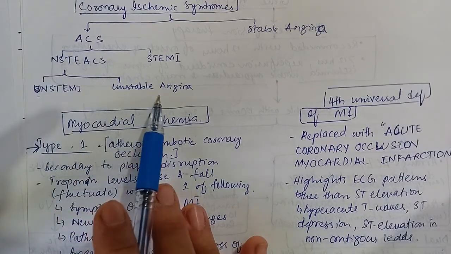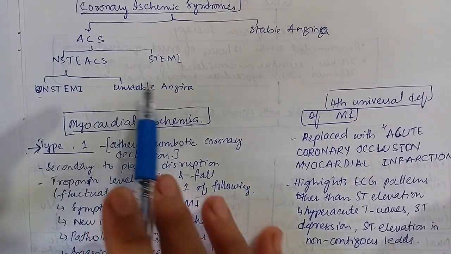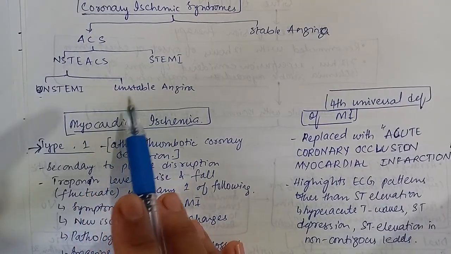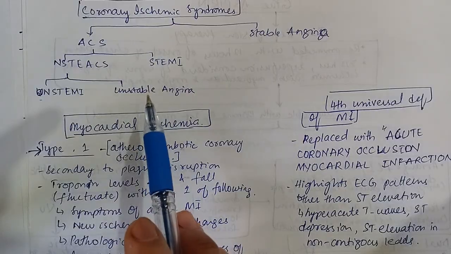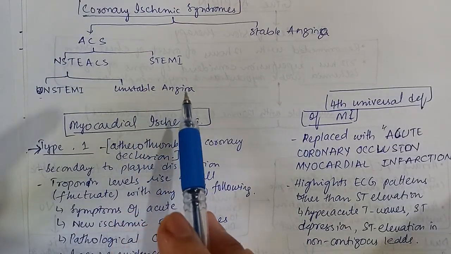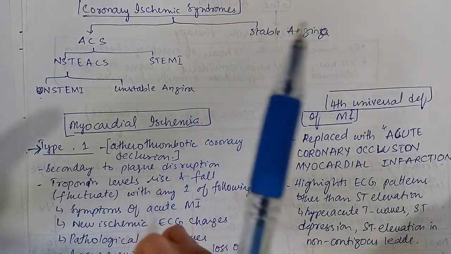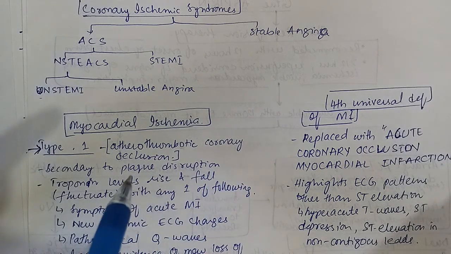In case of unstable angina, there is pain that is not related to rest, and on ECG there is no finding, and the troponin levels are also normal. So labs and ECG are normal, but the patient is having chest pain that is not relieved with rest. That is the term called unstable angina.